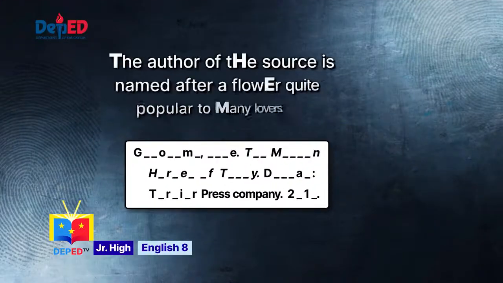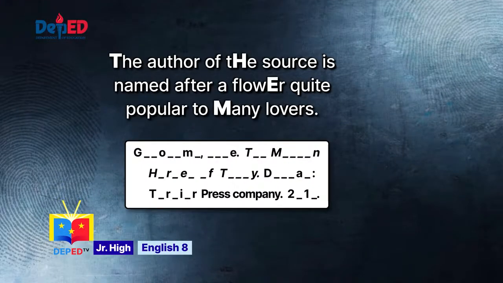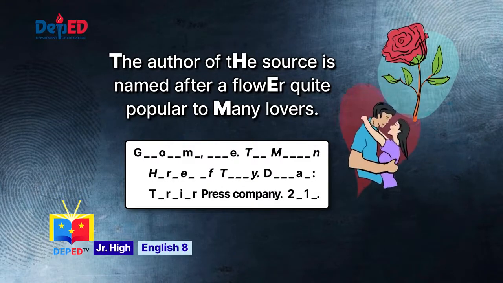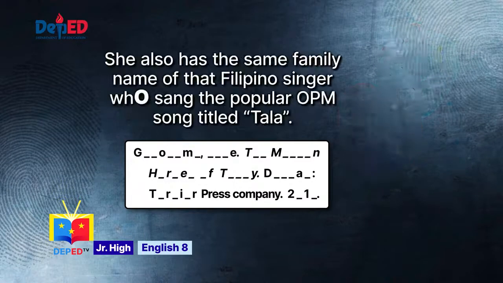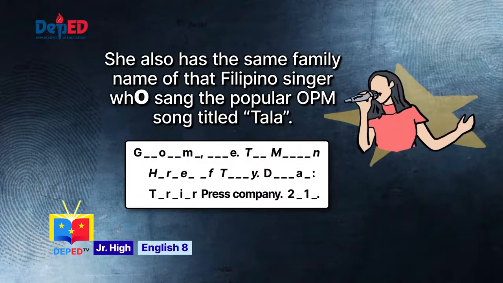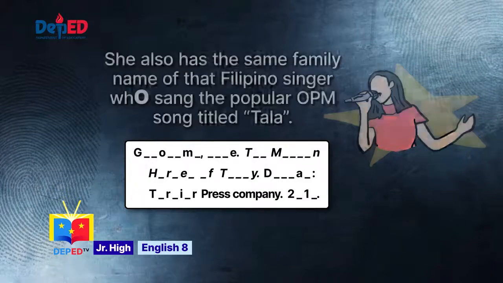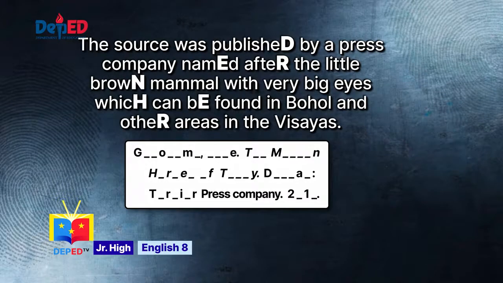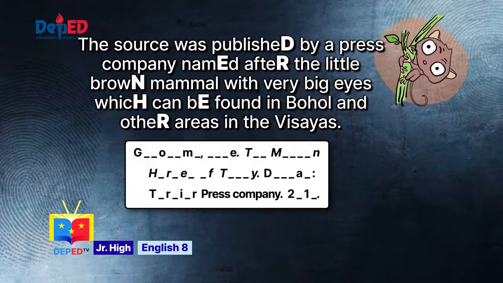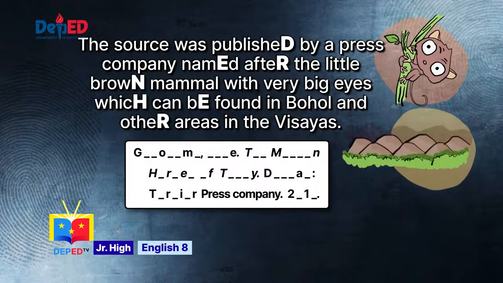Bibliography riddle. The author of the source is named after a flower, quite popular to many lovers. She also has the same family name of that Filipino singer who sang the popular OPM song titled Tala. The source was published by a press company named after the little brown mammal with very big eyes, which can be found in Bohol and other areas in the Visayas.